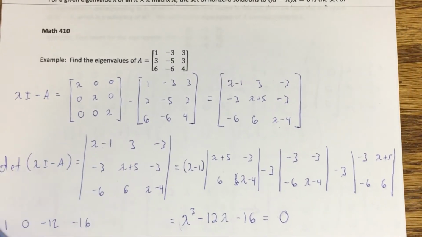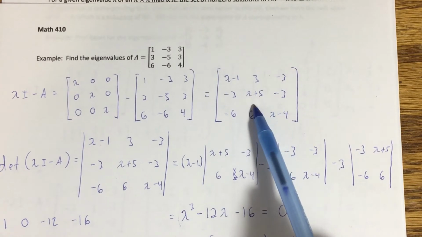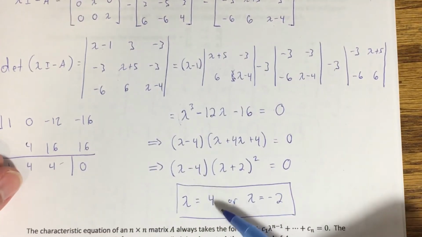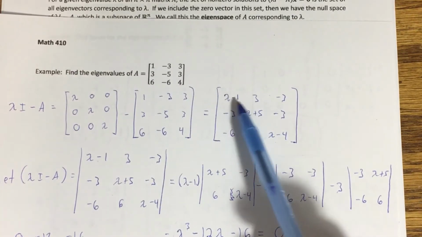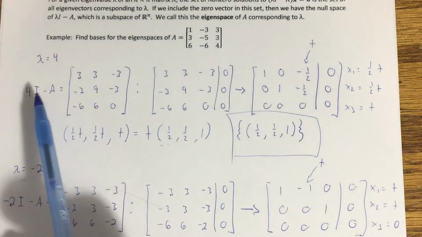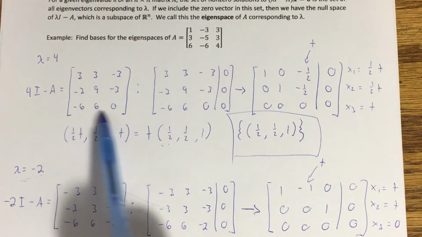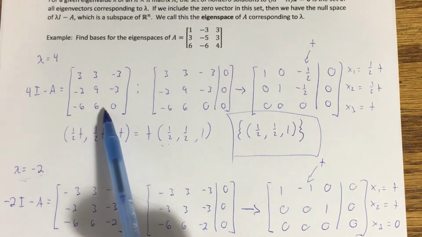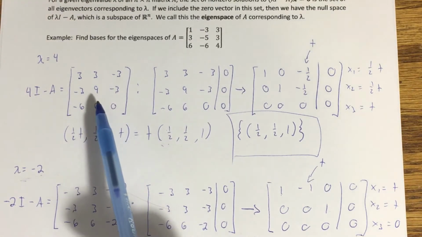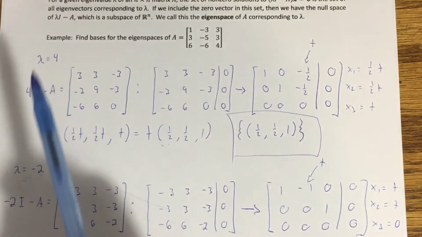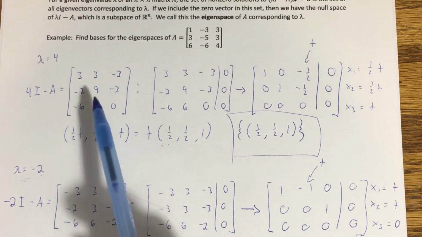And lambda I minus A looked like this. So what I'm going to do is take the eigenvalue 4 and plug it in for the lambdas here. That means I'm looking at 4I minus A. After doing that, this is what that matrix becomes. Next thing I want to do is find the null space of this matrix. That would be the eigenspace corresponding to the eigenvalue 4.